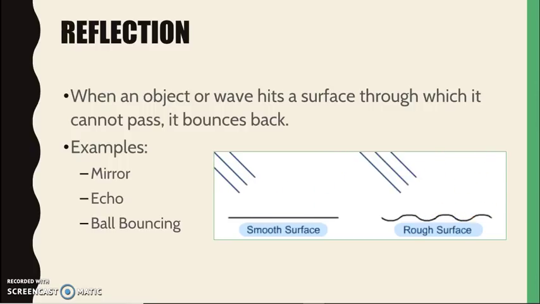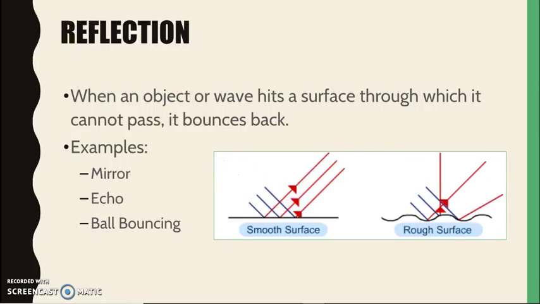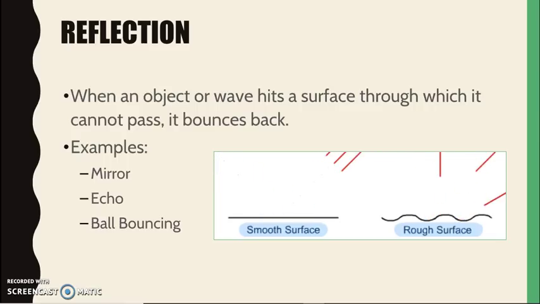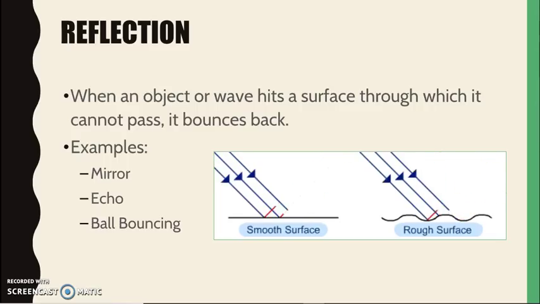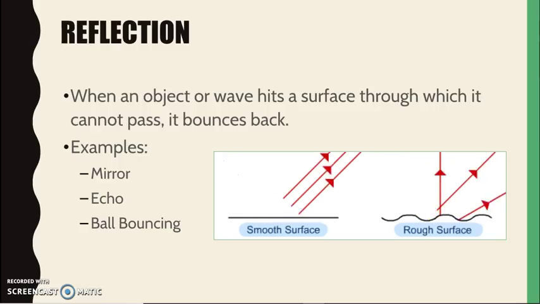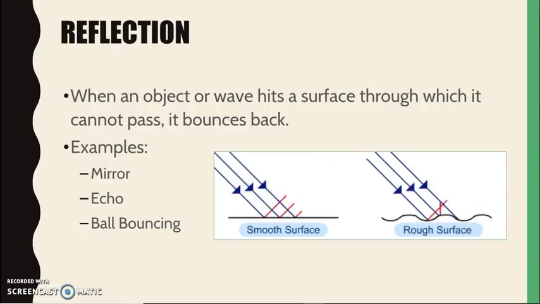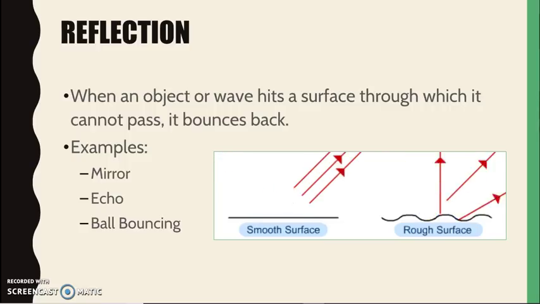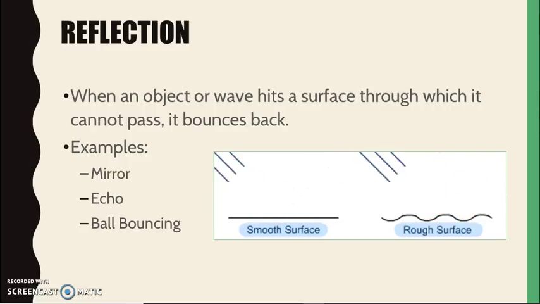That's reflection. And if you're looking at our picture here, you can see the difference between how things are reflected on a smooth surface versus a rough surface. So if your wave hits a smooth surface, it's going to bounce off nice and easy, same angles as it hit. But if it's a rough surface, you can see it gets scattered all over the place.